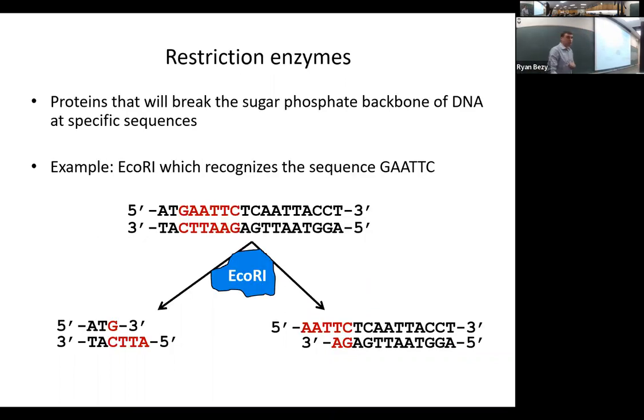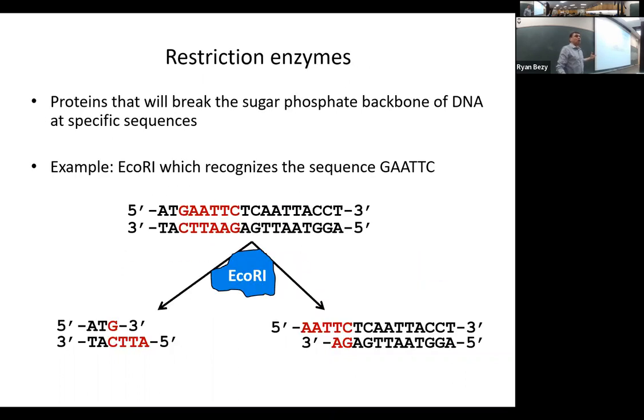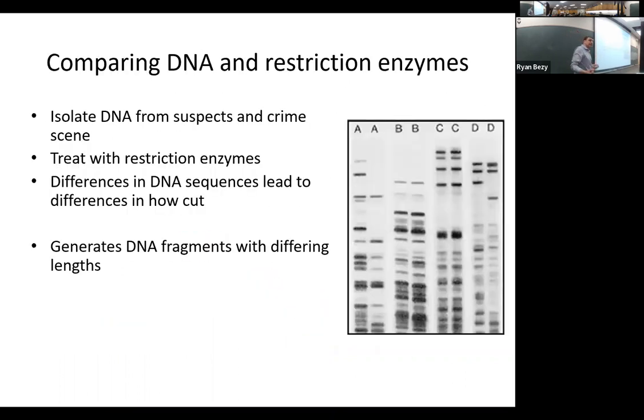Okay, now where do restriction enzymes come into play with this whole DNA fingerprinting lab? Well, you can isolate DNA from suspects and from a crime scene sample. You get all the DNA from a person, but then you treat it with restriction enzymes. Say you treat it with EcoRI: anywhere there's that GAATTC sequence, it cuts it. There are a bunch of these sequences in your genome, literally everywhere. They're fairly common.